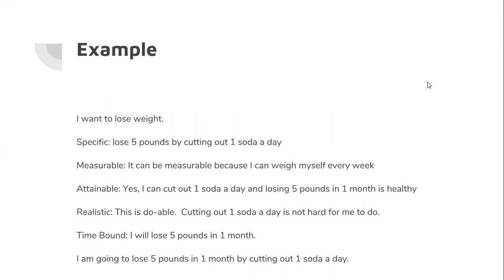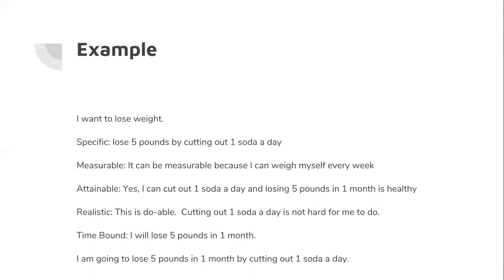So here's an example. I put down that I want to lose weight. That's a goal. Okay, but written down like that, it doesn't meet a lot of those things that a SMART goal is. So I need to be specific, because I want to lose weight is not specific. So putting, I want to lose 5 pounds, and then how am I going to lose those 5 pounds? I'm going to lose it by cutting out 1 soda per day, because soda has a lot of sugar, and it's going to help me lose those 5 pounds because I'm cutting it out.